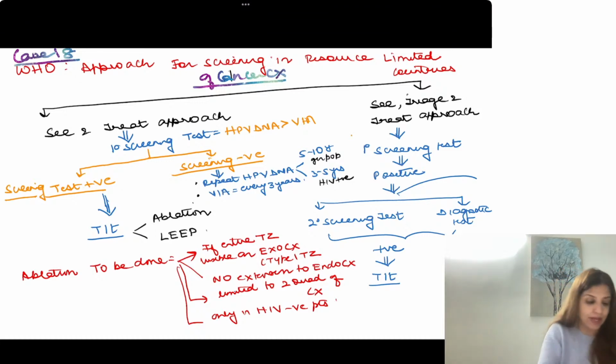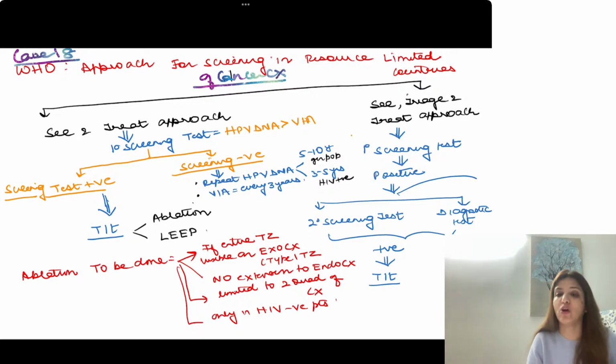Okay. Now, case number 18. Case number 18 is approach for screening in resource limited countries, which has been given by WHO. So WHO says that for screening of cancer cervix, you have two approaches in resource limited countries. Either you can go for a see and treat approach, or see triage and treat approach.